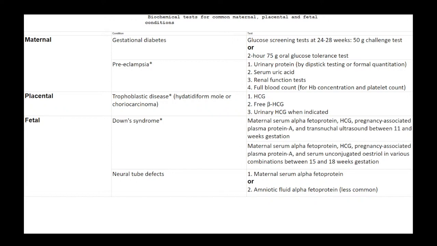So these tests we can use for fetal and maternal diseases during pregnancy. And you can see the conditions which we can find with the help of these biochemical tests.